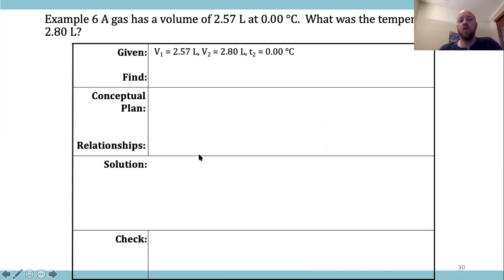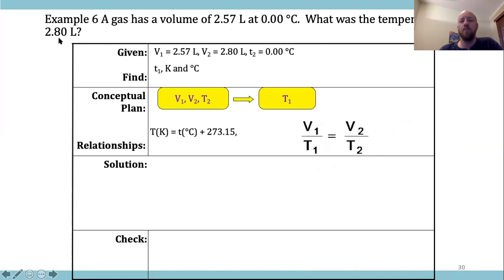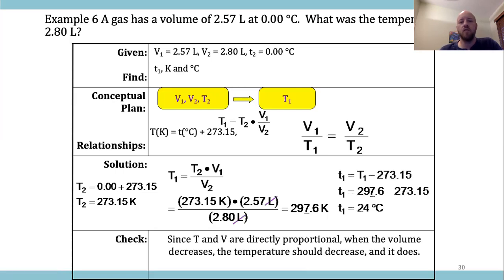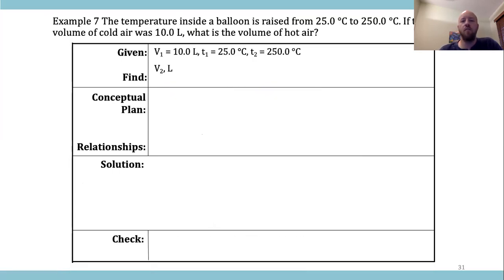In a similar problem, you'll notice the setup here, the volume and the temperature. What is the temperature at this other volume? The volume is going up from 2.5 to 2.8, so we expect the temperature to go up. We just have to convert the temperature to Kelvin, so from 273 to 297, it went up. Again, 3 out of the 4 terms.